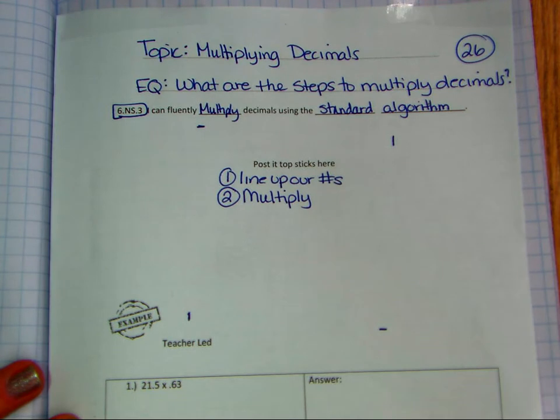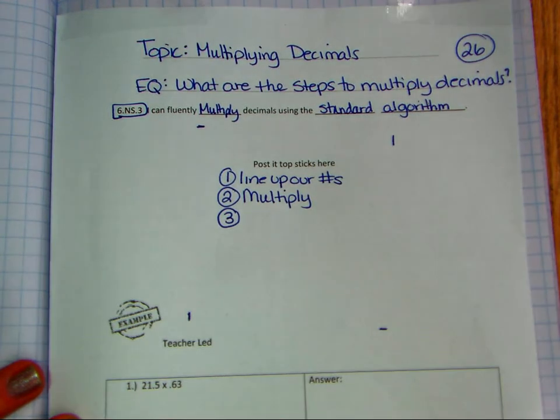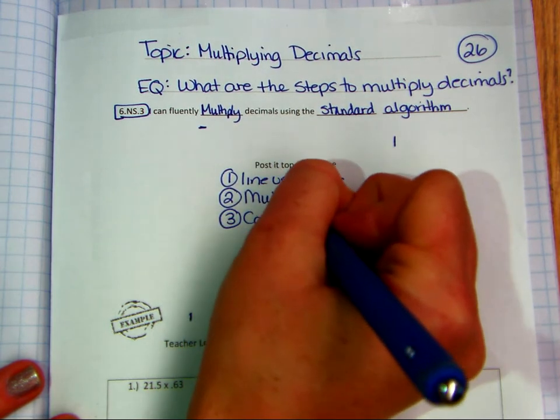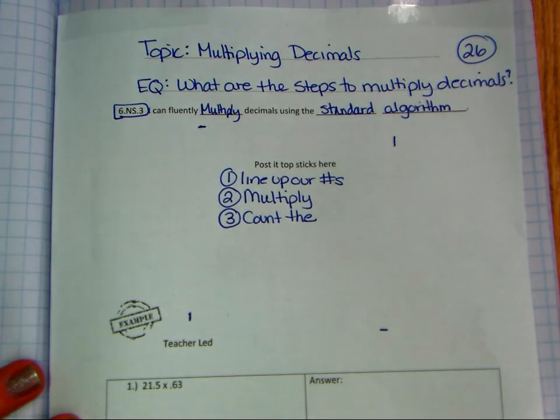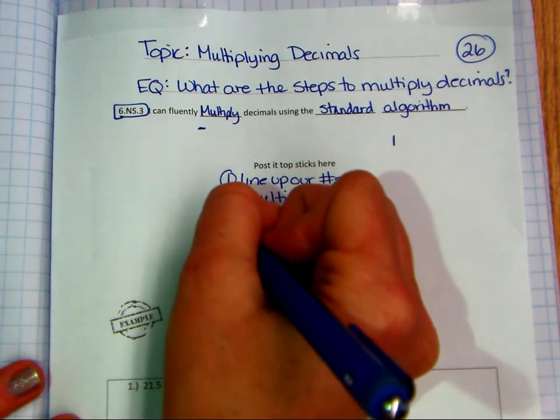After we're done multiplying, here's where we deal with those decimals. We're going to count the places behind the decimal point.